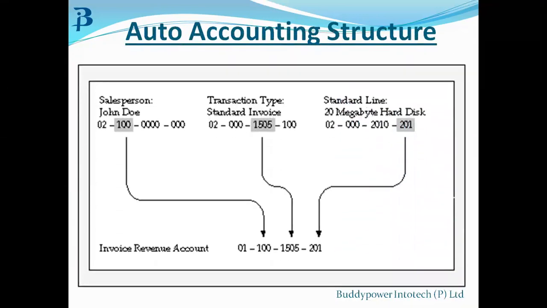Now if you want to define a 4-segment revenue flex field, you can create defaults for each segment. Here the first segment can be constant, which is 01. This will not change. You have given it in the setup as constant. The second segment can come from the salesperson named John Doe, right? The third segment can come from the transaction type, which is a standard invoice. And the fourth segment can come from the standard line, which is a 20 megabyte hard disk, your product. So you can say the salesperson John Doe enters a 1-line standard type invoice for a 20 megabyte hard drive. This is how you read it, right?